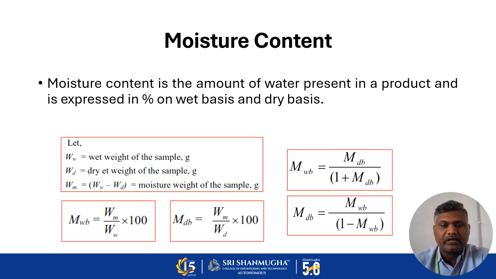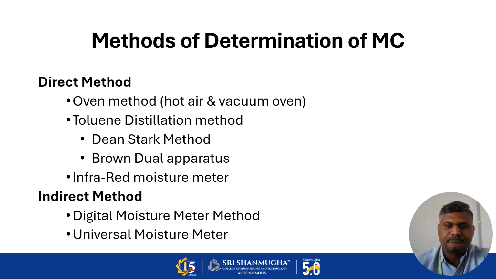And we can convert the wet basis into dry basis. Moisture content in wet basis is equal to moisture content in dry basis divided by 1 plus moisture content in dry basis. Moisture content in dry basis can be calculated with respect to moisture content in wet basis as moisture content in wet basis divided by 1 minus moisture content in wet basis. So this relationship is derived from the earlier relationship, and it is useful for material storage.